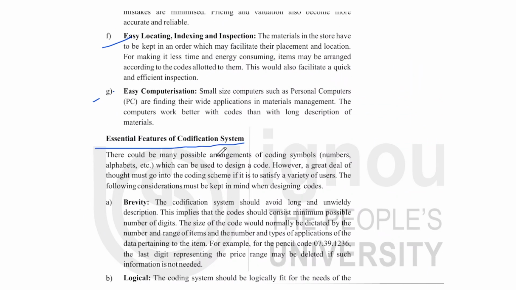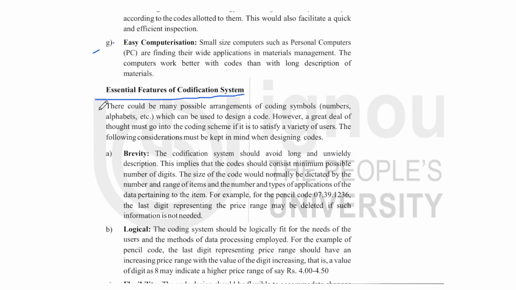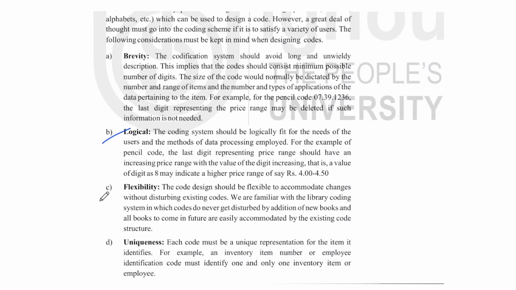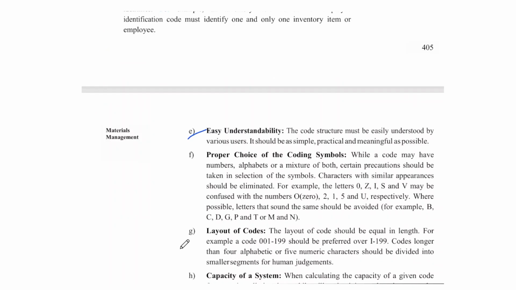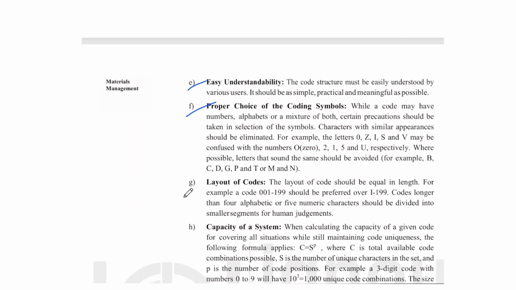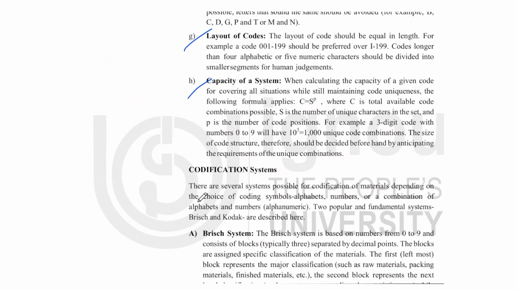And essential features of a codification system: there could be many possible arrangements of coding symbols and numbers, that is alphabets, which can be used to design a code. However, a great deal of thought must go into the coding scheme if it is to satisfy a variety of users. That is brevity, logical flexibility, uniqueness, easy understandability, and proper choice of the coding symbol, layout of codes, capacity of a system, and so on. Okay. Next is codification system.